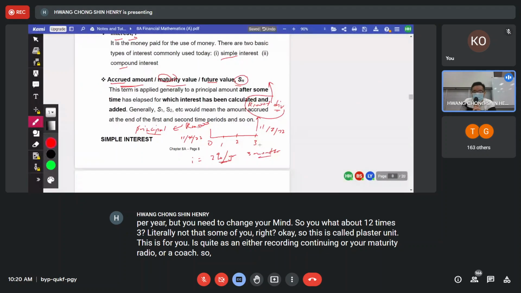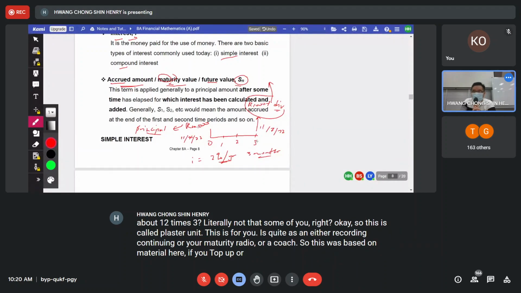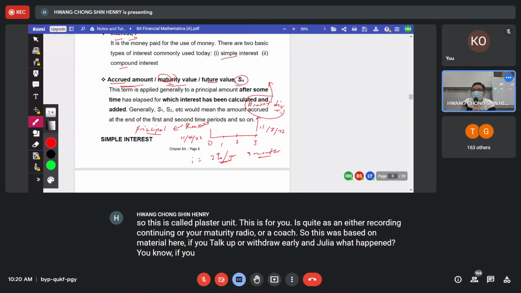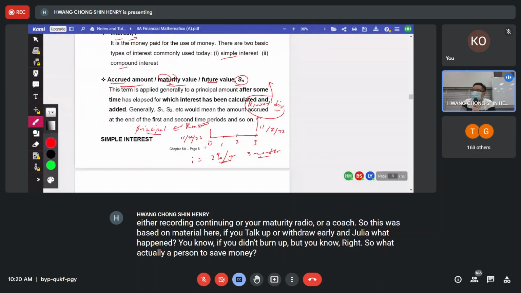So this must be based on maturity. If you top up or withdraw earlier than July, what happens? Your dividend burns, but your pokok you can still get back. Right? So what attracts a person to save money? Dividend.